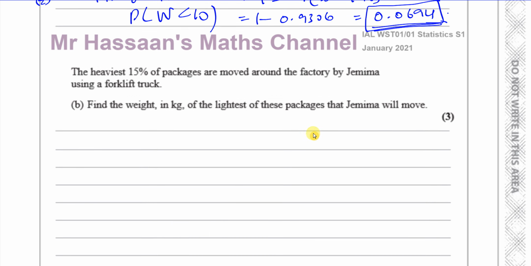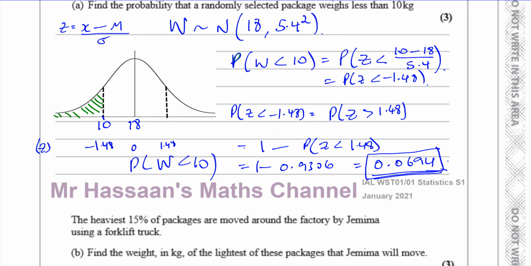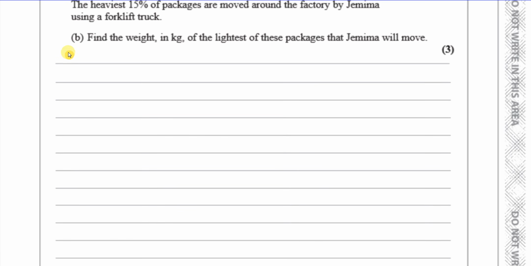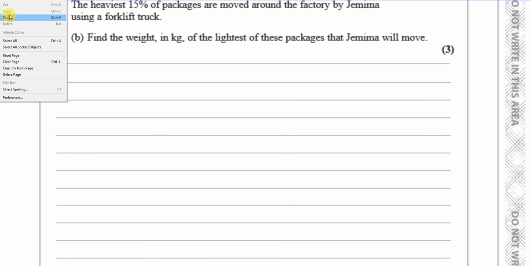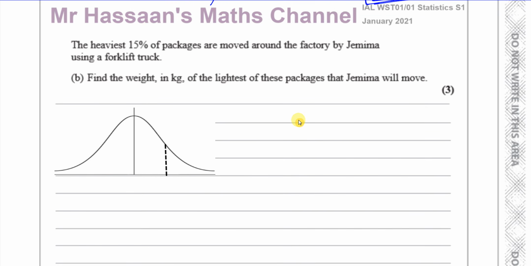Okay, part B says the heaviest 15% of the packages are moved around the factory by Jemima using a forklift truck. Find the weight in kilograms of the lightest of those packages that Jemima will move. So let's take our table, and I'll take this line with it as well, because that will be useful. Let me just try and paste it over here. Yes, it does. Okay.